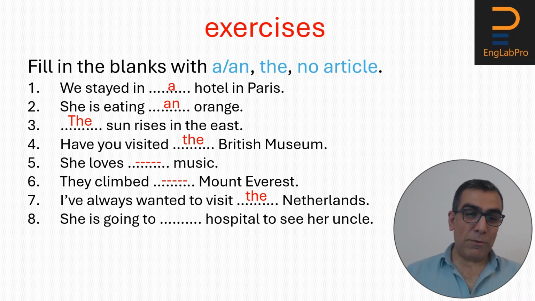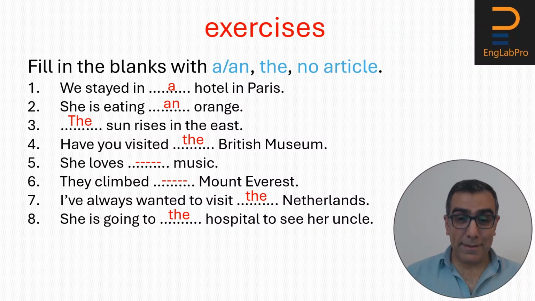And finally, she's going to the hospital to see her uncle. Why the? Because definitely they know which hospital it is. It is the hospital where her uncle is. Well, I hope that you've learned the lesson well. Of course, there are more rules to this, but I think what I taught you here in this video is enough for having a general understanding of how we use articles in English.